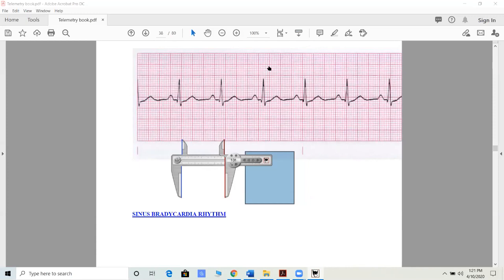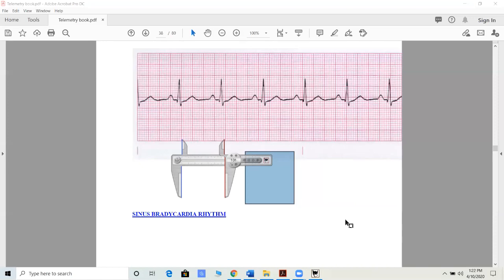Okay, good. Very good. So if we have four big boxes and we do the 300 rule, 300 divided by four is 75, right? Four big boxes is 4 times 5, which is 20, and 1500 divided by 20 is also 75. So perfect. For those of you that said 75, good job. So we know the heart rate is within normal range. We have a sinus rhythm that is giving us P waves for every QRS and a QRS for every P wave.